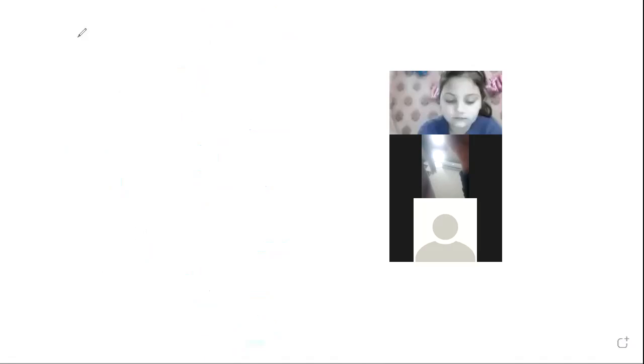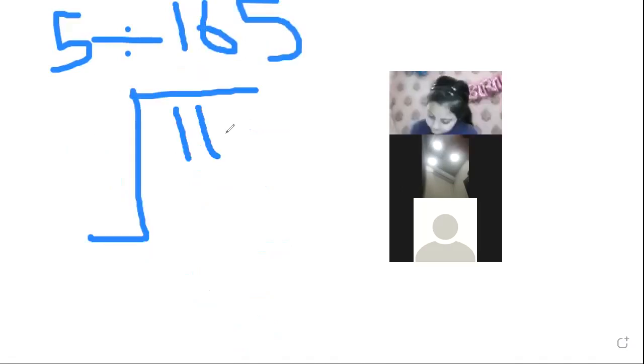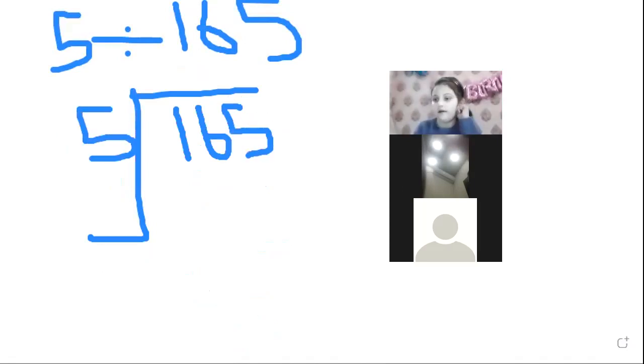It's very simple. 5 divided by 165. Okay, same rules apply. First tell me, is there 16 in the table of 5? Hurry up, Sila will tell me. Is 16 present in the table of 5? Sila, recall the table of 5. 5 ones are 5, 5 twos are 10. No, ma'am. So what will we do?